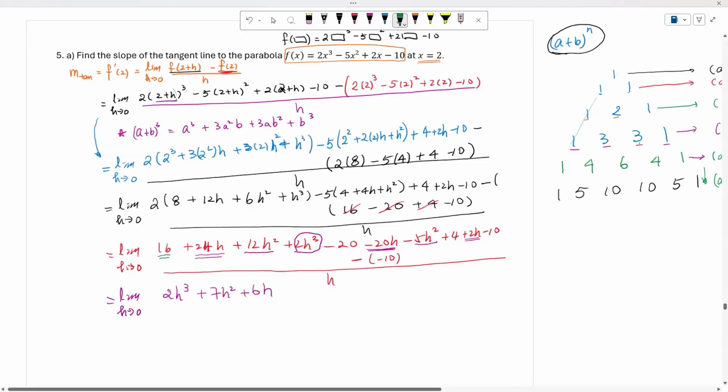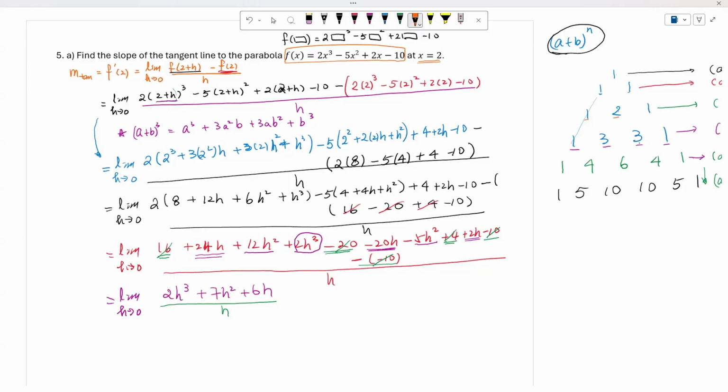So I have 16 minus 20 is -4, plus 4 is equal to 0. So I will have negative 10 plus 10 is equal to 0 then. Okay. All over h. So again, basically the numbers, they all cancel out.